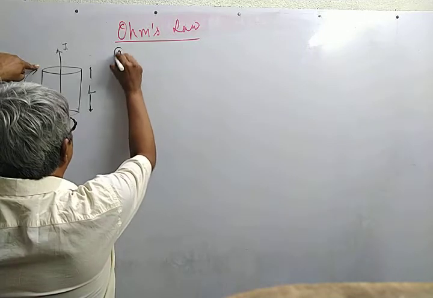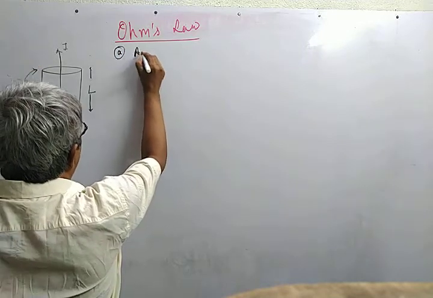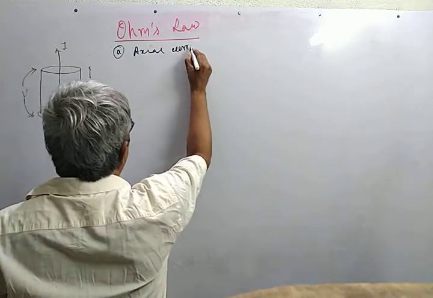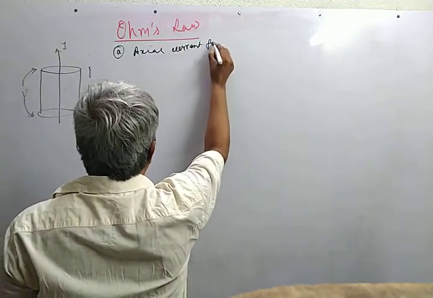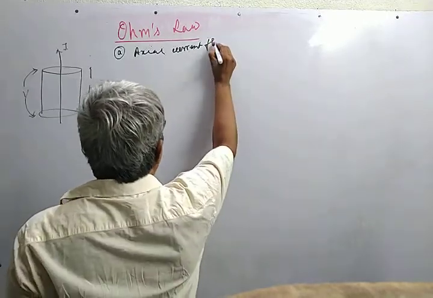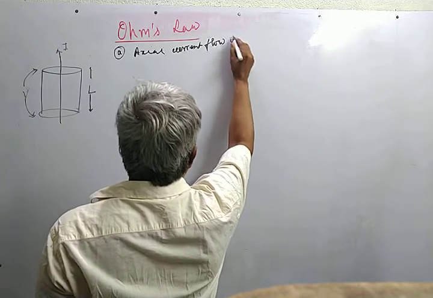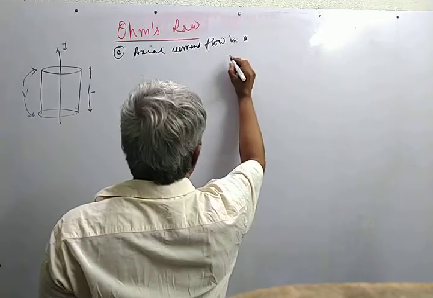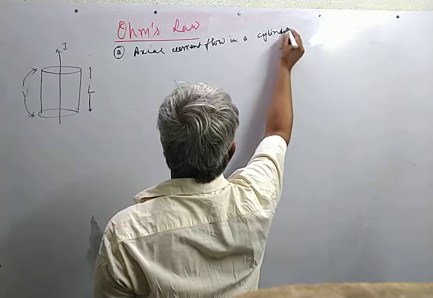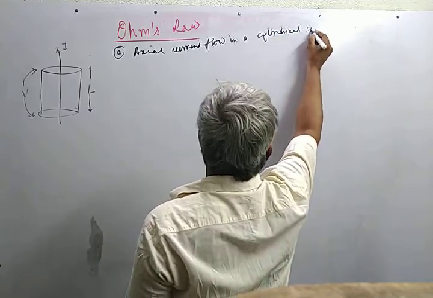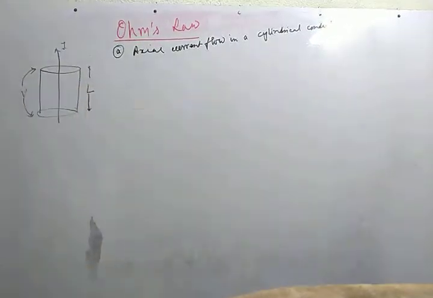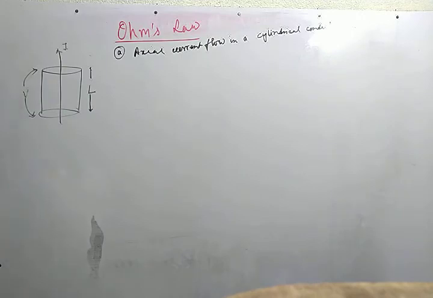So the first example is axial current flow in a cylindrical conductor. So the potential difference is this.